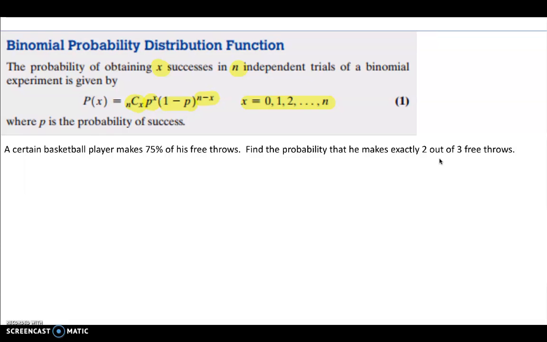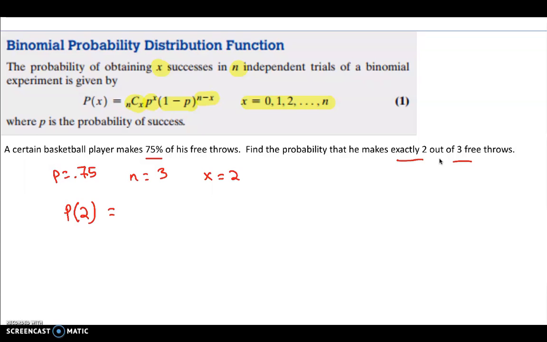So we have a certain basketball player who makes 75% of his free throws. So in that case, the probability of success for us is going to be 75% or 0.75. Find the probability that he makes exactly 2 out of 3 free throws. So that means that the number of trials N equals 3, and for the value X, we're looking for 2 successes. So what's the probability of 2 successes?